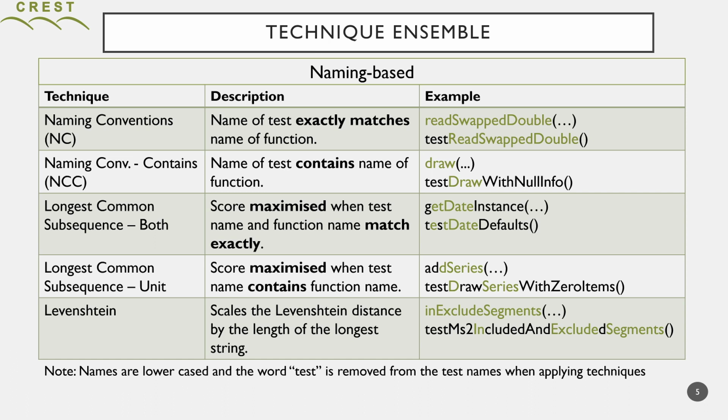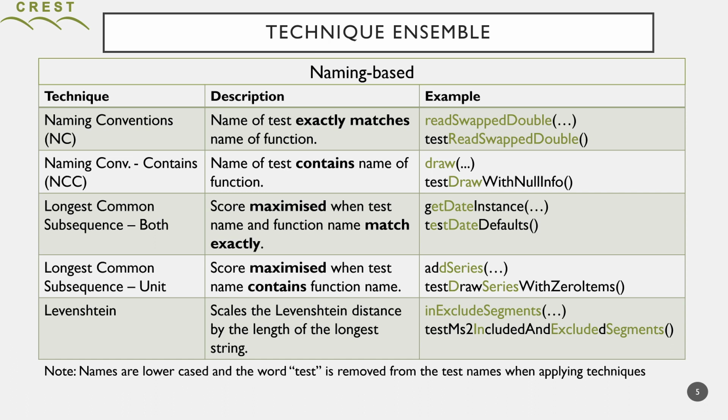We then have two variants that utilize longest common subsequence. The first variant essentially is an extension of the traditional naming conventions, NC, because the score is maximized when the test and function name match exactly. The second variation is an extension of NCC, because the score is maximized when the test name contains the function name. So effectively, these LCS variants are real valued scores that are an extension of the binary scores for NC and NCC.